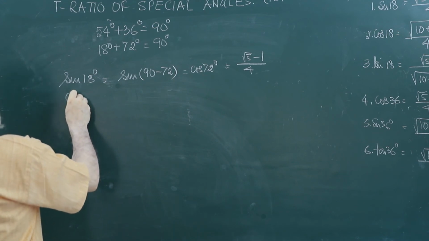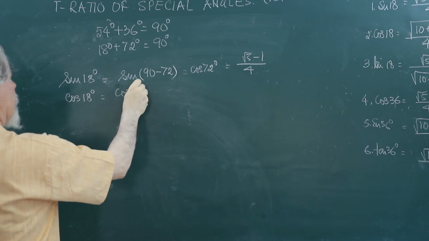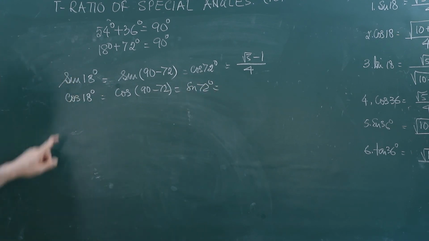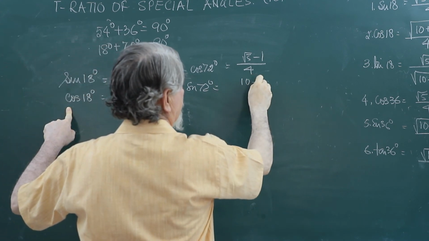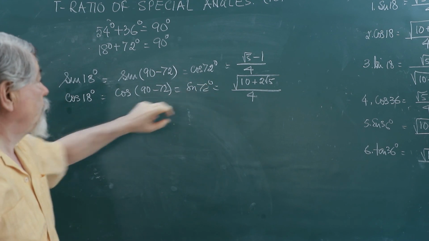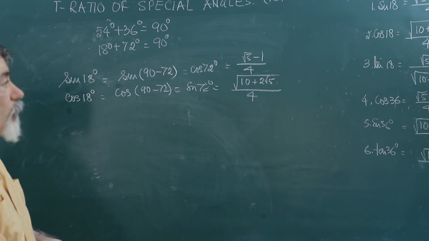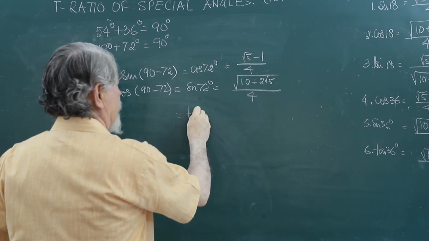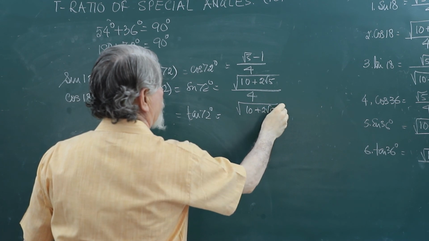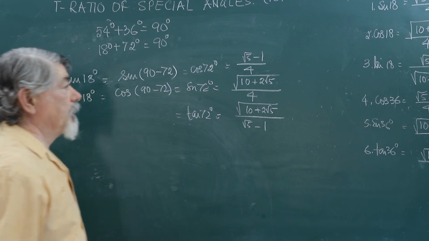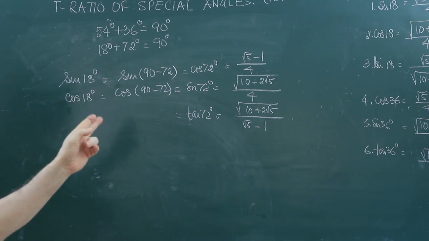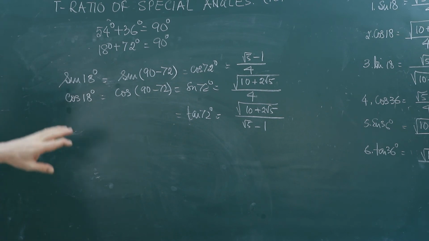If I want to write cos 18, it will be cos of 90 minus 72, which will be sine 72. And cos 18 I know is under root 10 plus 2 root 5 upon 4. So sine 18 is equal to cos 72, cos 18 is equal to sine 72, and what will be the value of tan 72? Tan 72 will obviously be sine 72 upon cos 72. So under root 10 plus 2 root 5 upon root 5 minus 1. That will be the value, the complement of tan 18. So we have got tan 72. Now we have calculated 72.